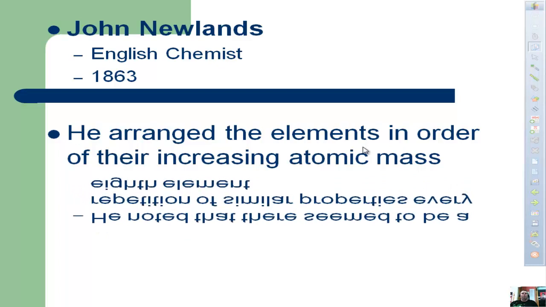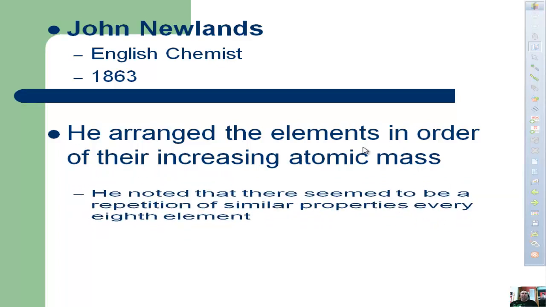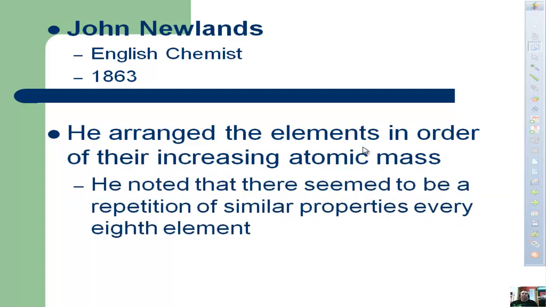And the thing is, when he looked at the elements, he noted that there was a repetition of the properties every 8th element. So for example, if you look at element number 1 and you look at some of the characteristics of it, both chemical and physical, we go to element 2, 3, 4, and again, once we got to that 8th element, he found out that the properties of it were very similar to element number 1.